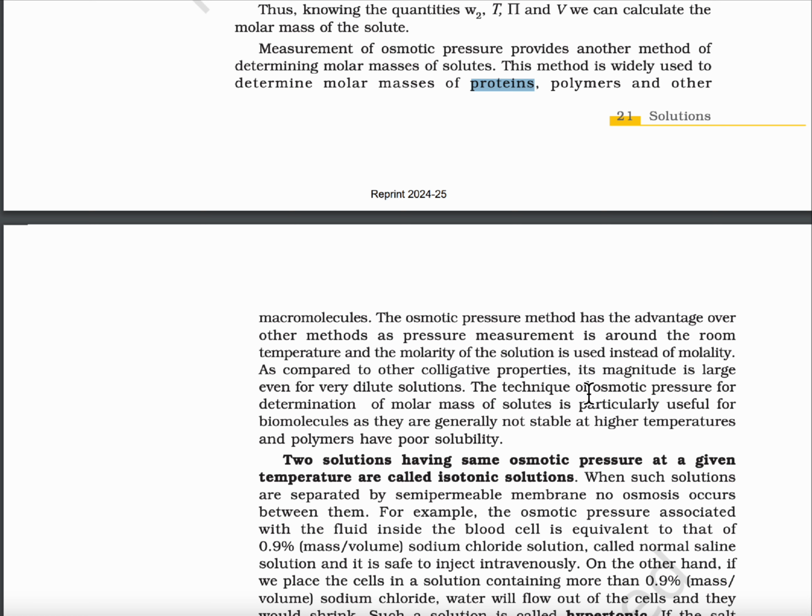But osmotic pressure does not need a higher temperature, and it can be measured at room temperature itself, so it is used to determine the molar mass of biomolecules and polymers.